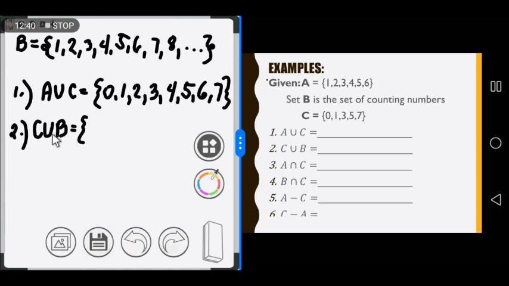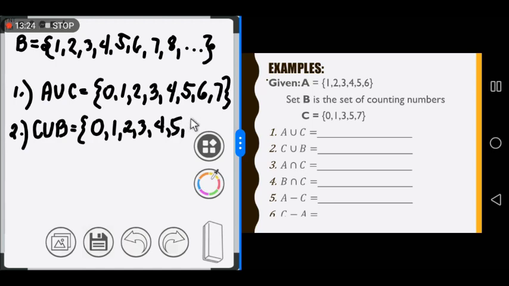Okay? So, C union B, pag pinagsama, dahil, again, sunod-sunod to dapat, so we are to write 0 kasi merong 0 sa C. Then, sa B, merong 1. Sa C, meron ding 1. Sulat natin. Sa 2, meron sa B, set B, kasi counting number. 3, meron sa parehas. 4, meron sa set of counting numbers. Ayan. So, kumbaga, mapapansin ninyo, 4, kung 5 man siya, parehas meron.